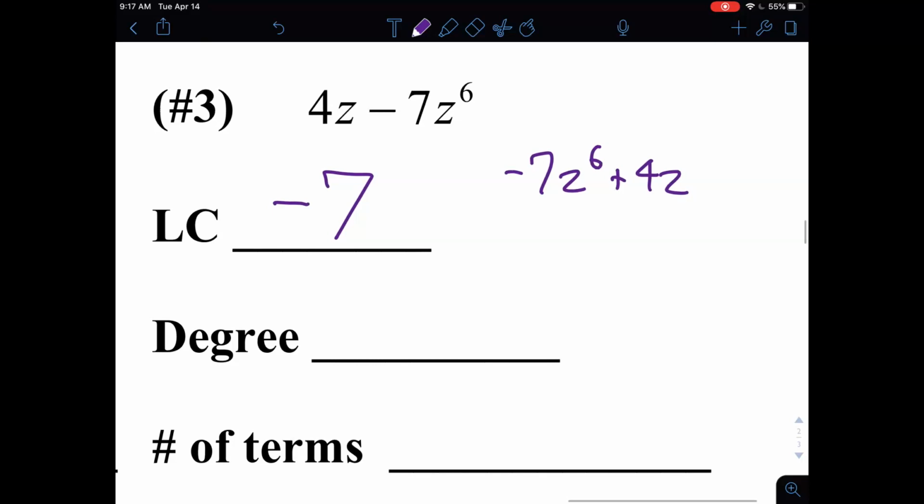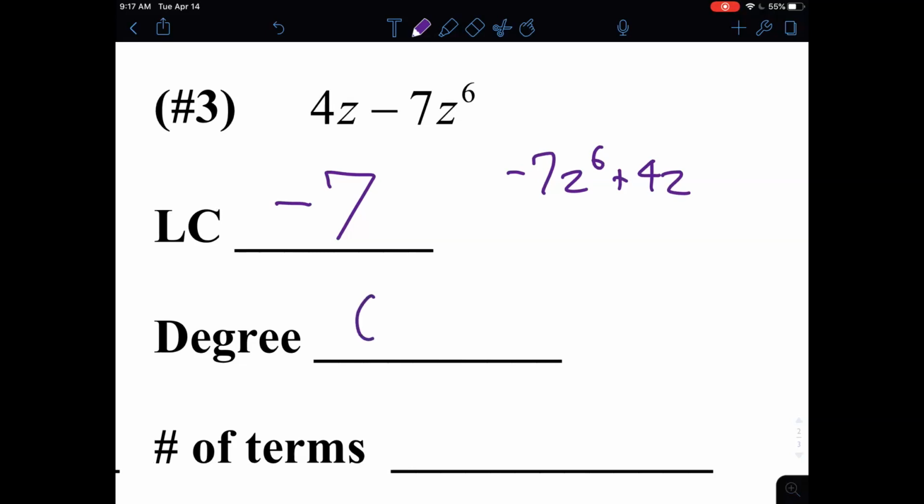The degree, was degree the thing separated by addition and subtraction, or was it the highest exponent? Yeah, degree was the highest exponent. So what's the highest exponent, is it z or z to the 6? Yep, z to the 6 is our highest exponent. Is there a name for a 6th degree, like linear or quadratic? There should not be. We're just going to write 6th degree, like this.